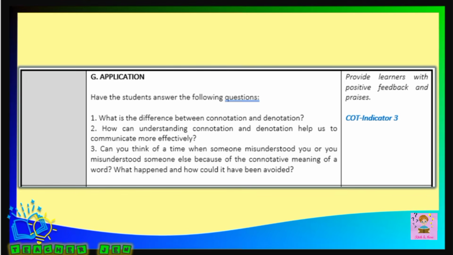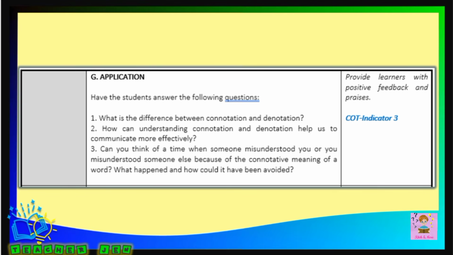Now, in this part of my lesson, I am applying COT Indicator 3 by asking the learners open-ended questions that require critical and creative thinking skills. By asking the students to explain the difference between connotation and denotation, I am encouraging them to analyze and compare two concepts which require critical thinking. By asking them how understanding connotation and denotation can help them communicate more effectively, I am encouraging them to think creatively and apply their knowledge in a practical way.